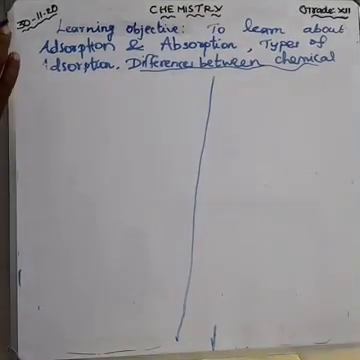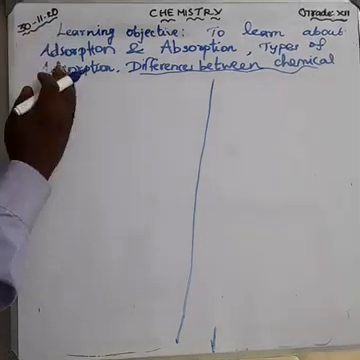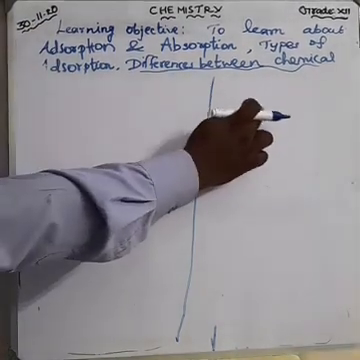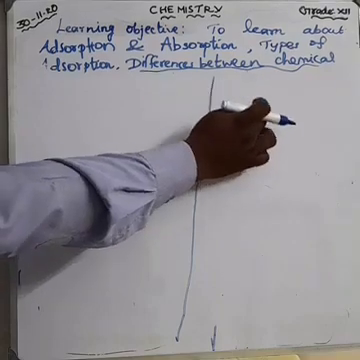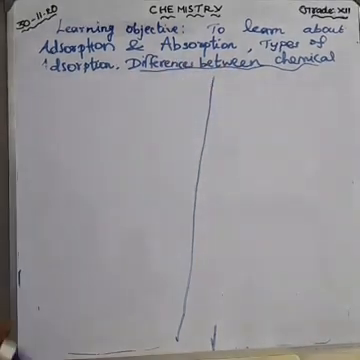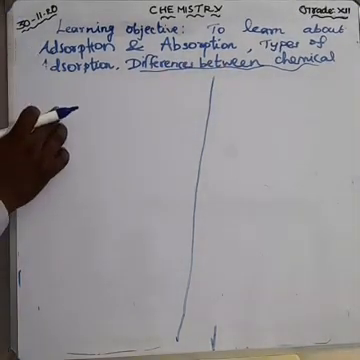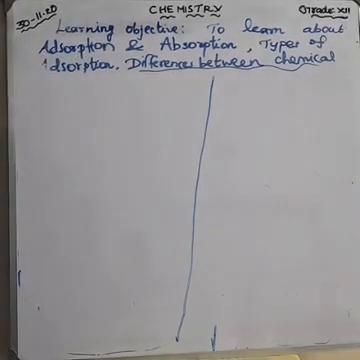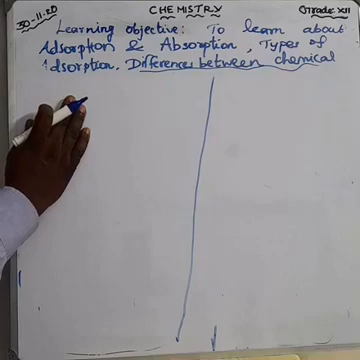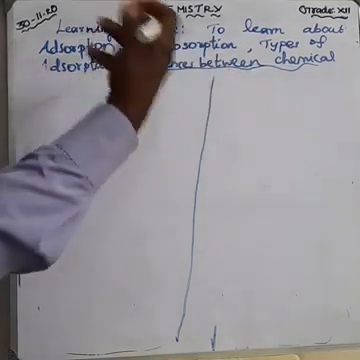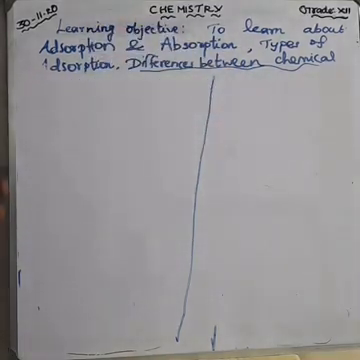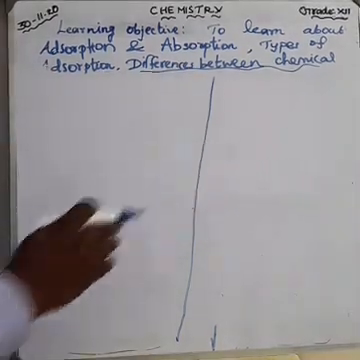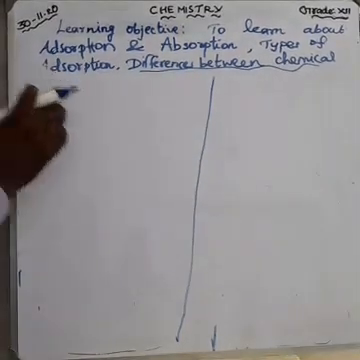Next, in chemical adsorption there is a transfer of electron between the adsorbent and adsorbate. There is no transfer of electron in physical adsorption. And about the heat of adsorption, it is high in chemical adsorption and low in physical adsorption. And here, what is the value here?